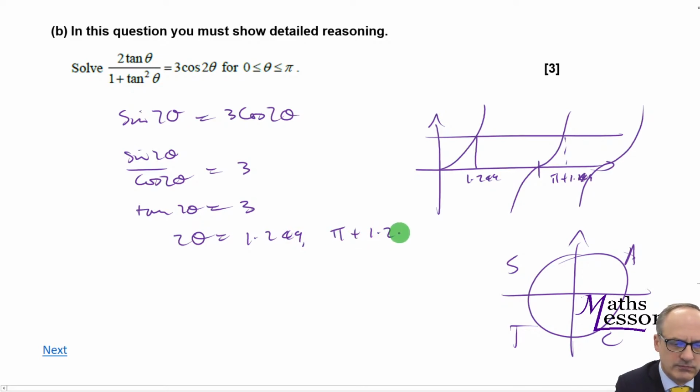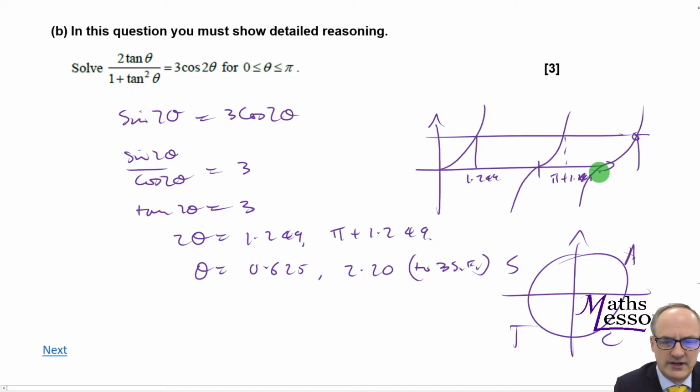So we've got pi plus 1.249, and theta will equal that divided by 2, which comes out to be 0.625 to 3 significant figures, and the other one will come out to be 2.20 to 3 significant figures, when you've divided that by 2. It doesn't matter if you go and find an extra one. When you divide by 2 and you find it's bigger than pi, then you can just cross it out.